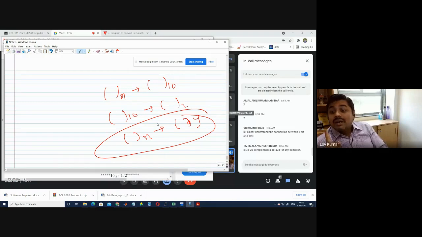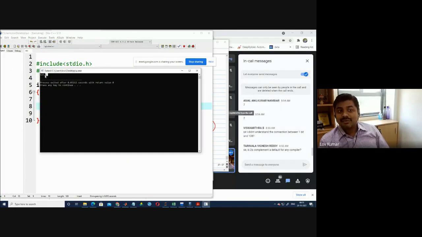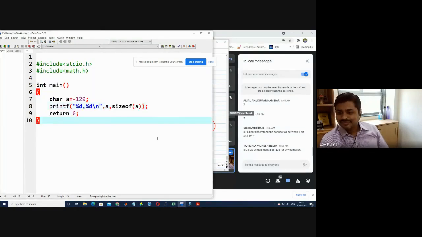1 byte equal to 8 bits. I am saying 1 byte equal to 8 bits. By default, the compiler is using 2s complement. I am not talking about the 1 bit. This value is given in terms of byte. If you are writing size of A, it will represent in terms of byte. Now you can see 1 byte, not the bits.